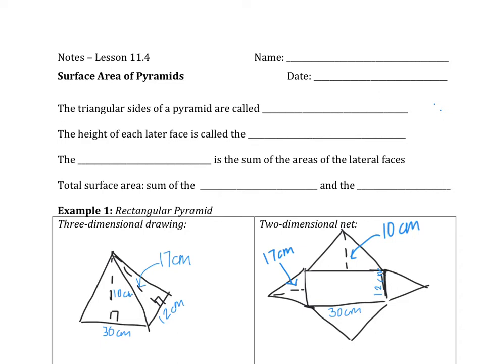Math 7, Lesson 11.4, Surface Area of Pyramids. The triangular sides of a pyramid are called lateral faces. The height of each lateral face is called the slant height.